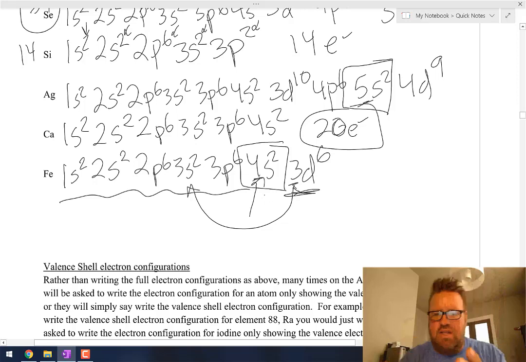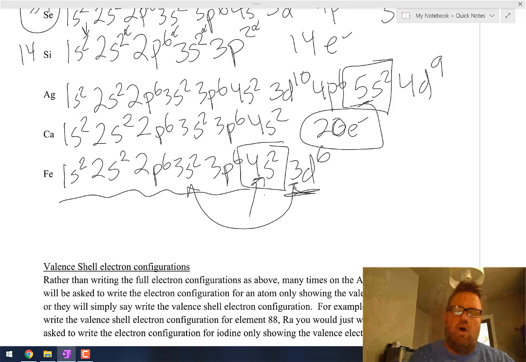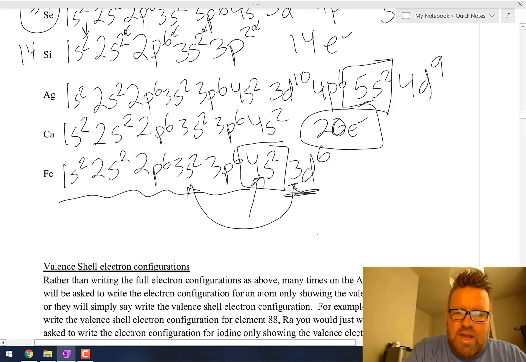Okay, so the valence electrons are the very last electrons, the ones that are the farthest away from the nucleus. So a lot of times what we do is we say, forget all those inner shell electrons. Let's just focus on that last shell, the valence shell of electrons. So many times on the AP test, you might be asked to write the electron configuration, but only showing the valence electrons. Or they'll say write the valence shell electron configuration.